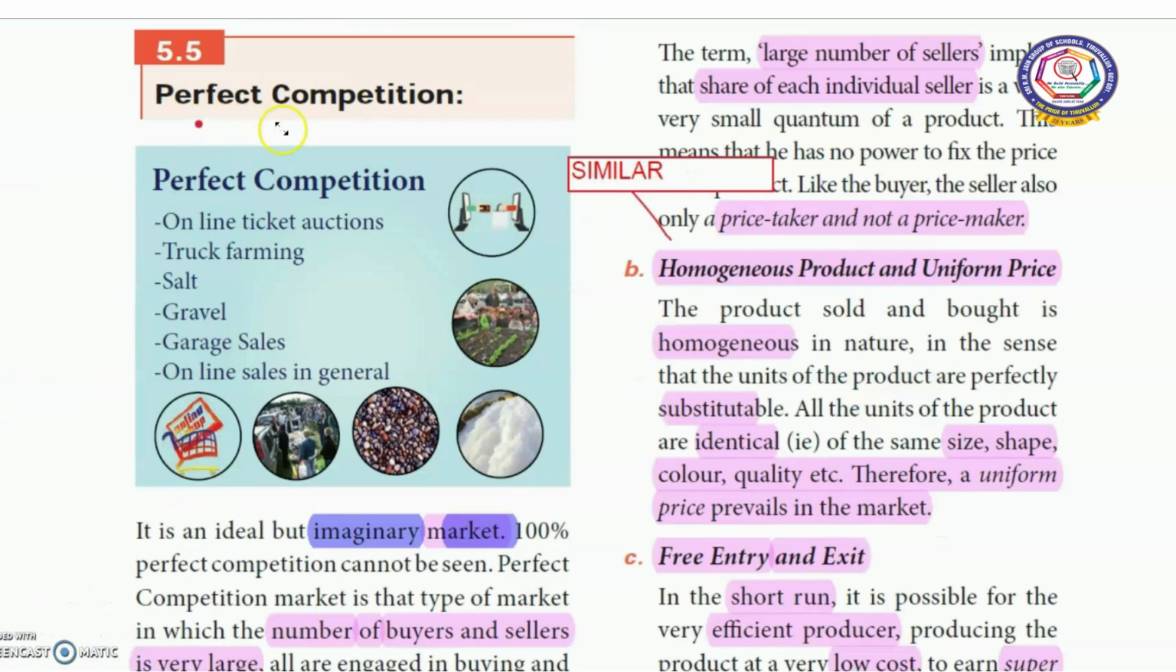First, what is meant by perfect competition? Children, you can see some examples of perfect competition: online ticket auctions, truck farming, salt, gravel, garage sales, online sales in general. All these are some of the examples of perfect competition.